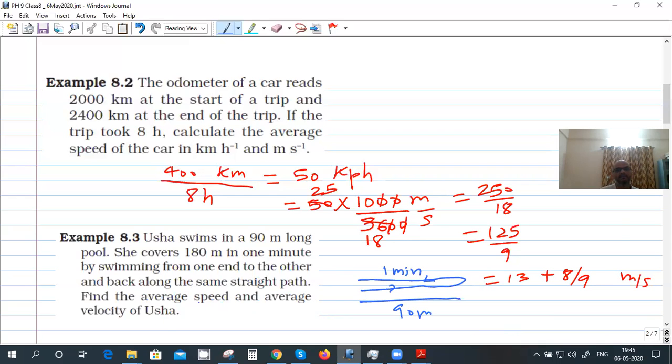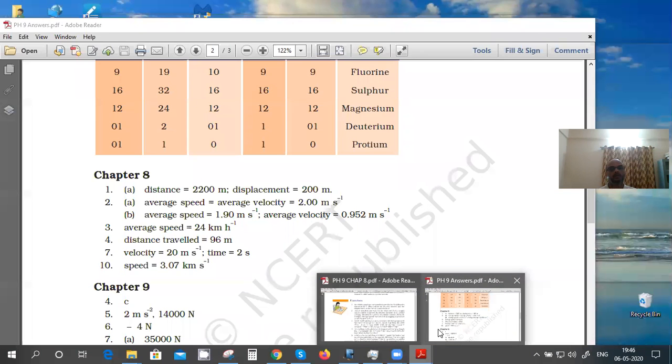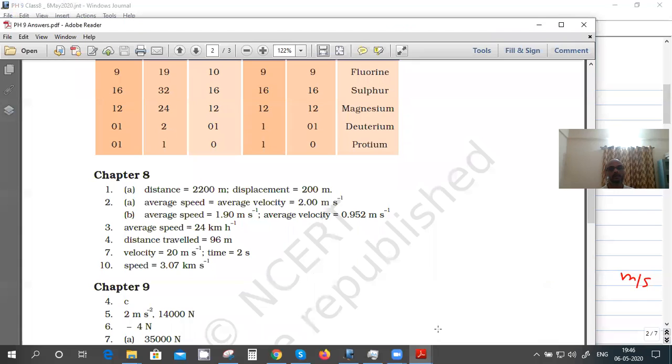Right, and the average. So her average speed is 3 meters per second, not 30. 3 meters per second. Okay. And her average velocity is 0 meters per second because she's ending back at the same spot. And since velocity is a vector quantity, it will be zero.